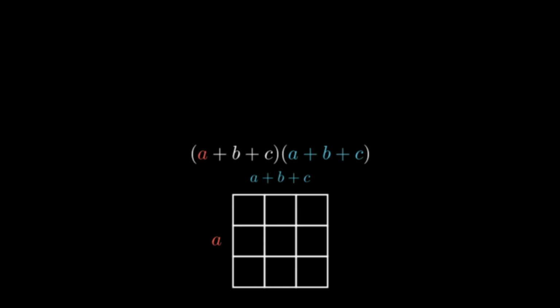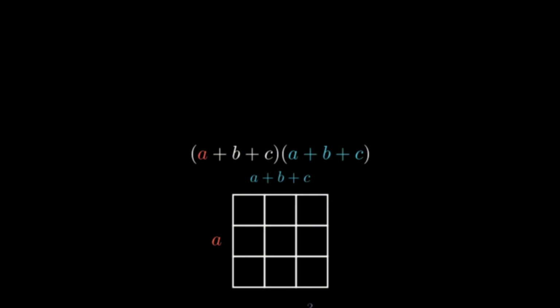For the first row of our multiplication, we need to distribute the term A across each term in the second factor. This is where we apply the distributive property. A times the sum of terms equals the sum of A times each individual term. Let's start with the first term.